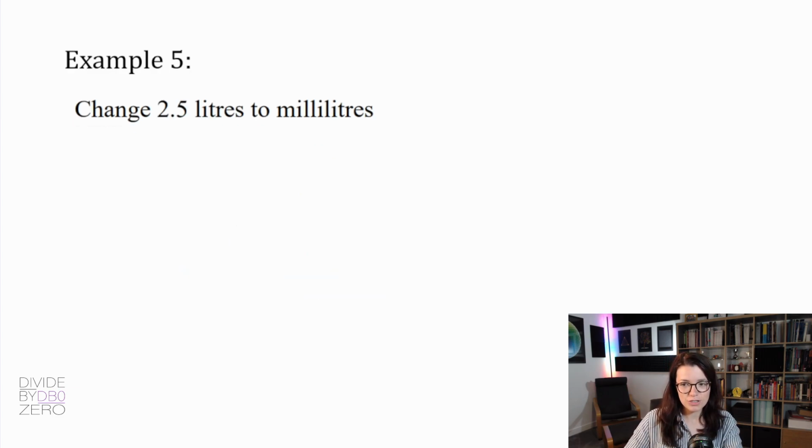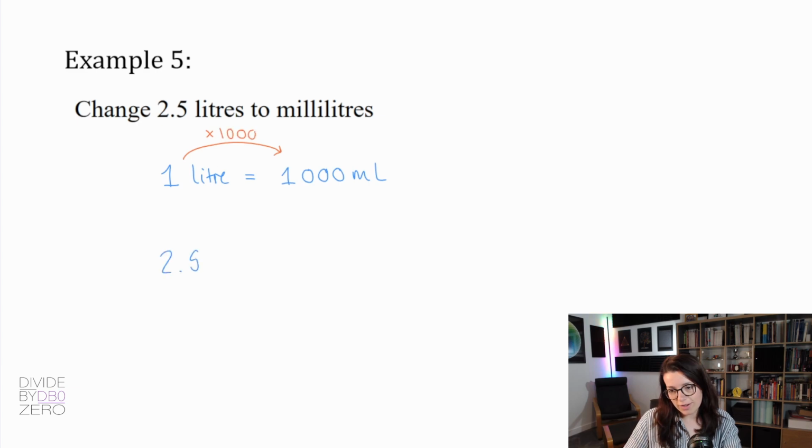Example 5, change 2.5 liters to milliliters. So we've got 1 liter equals 1,000 milliliters. If we want to go from liters to milliliters, we're going this way. So we want to times by 1,000. 2.5 liters. Let's times that by 1,000. Take our decimal point, move it to the right 3 times. 1, 2, 3. And that will give us 2,500 milliliters.